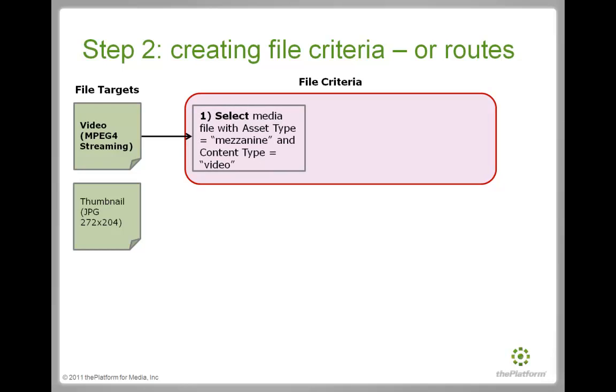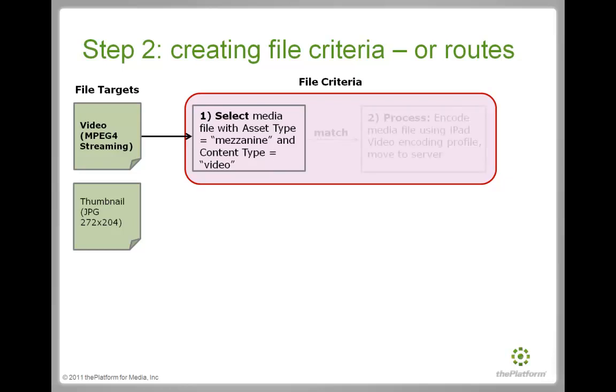For our first file target of MPEG-4 video, our file criteria will consist of selection parameters matching on asset type of mezzanine, which I use to identify my source ingest files, and content type of video. You will want to consider your input media to come up with the relevant selection parameters. We offer a lot of matching options to make this step flexible.